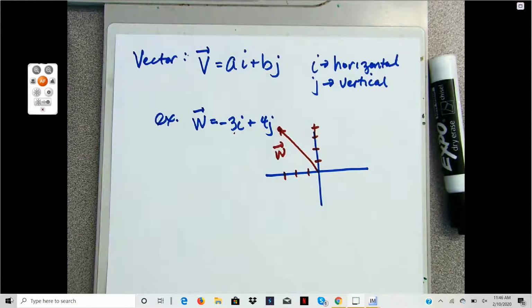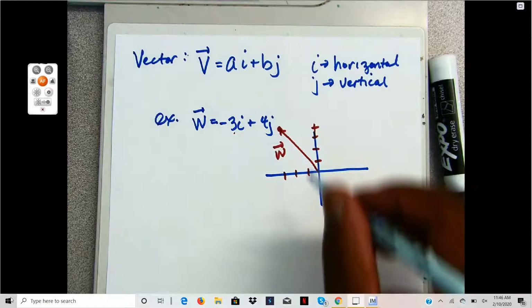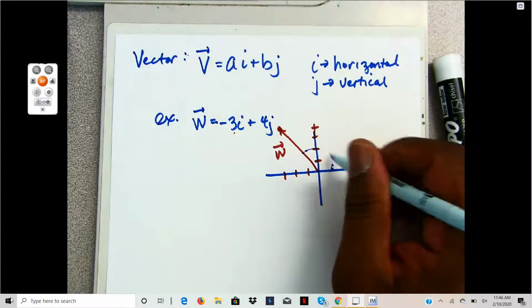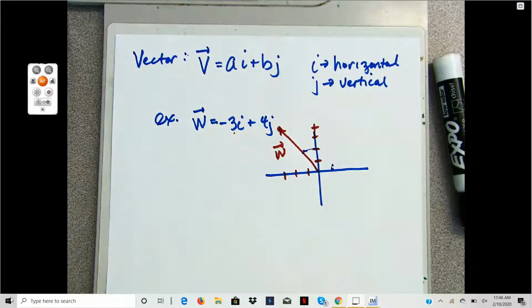Now, one of the things that we're going to do a little later on, which ties really into our complex and our polar, is we will be able to determine an angle measure from our standard position. Tangent of theta is equal to b over a, just like we did in polar, just like we did in complex.